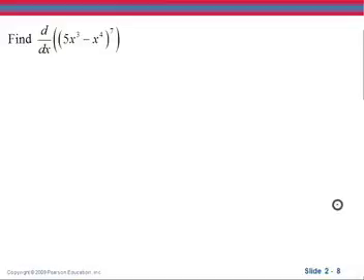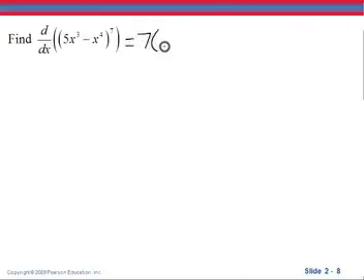Here's another example of the chain rule. This is a chain rule problem where our outside function is a power rule. And we see a lot of these types of functions. We're looking for the derivative with respect to x of 5x cubed minus x to the 4th, all raised to the 7th power. Now since our 7th power is the outside function, we will apply the power rule first.